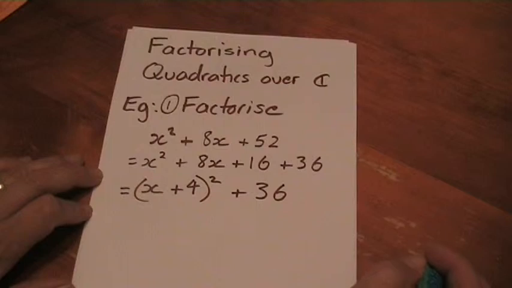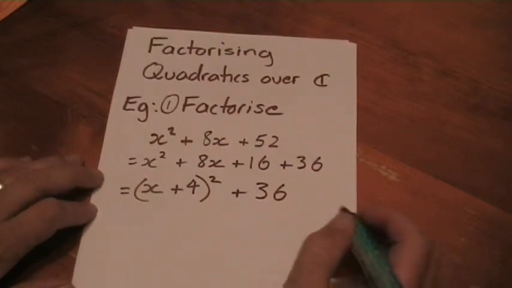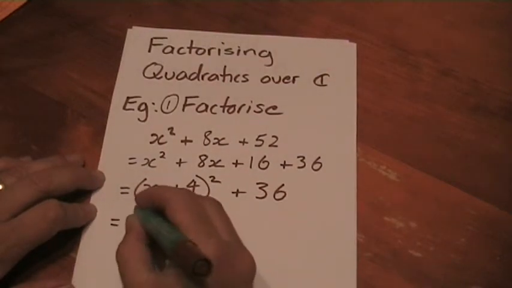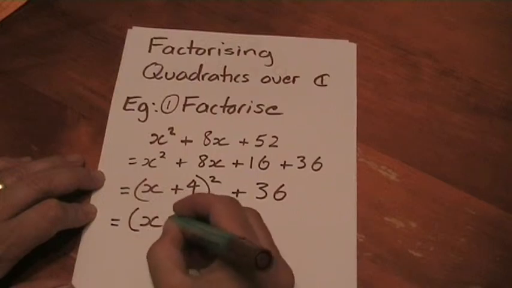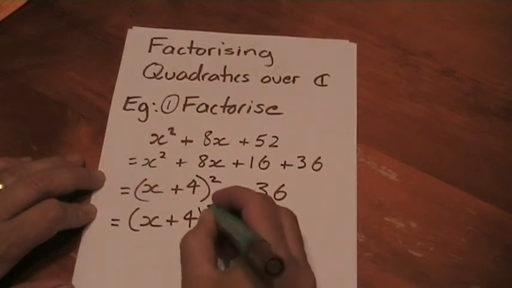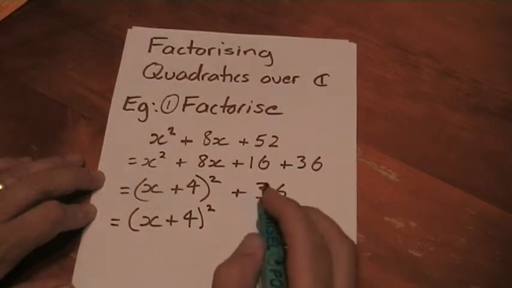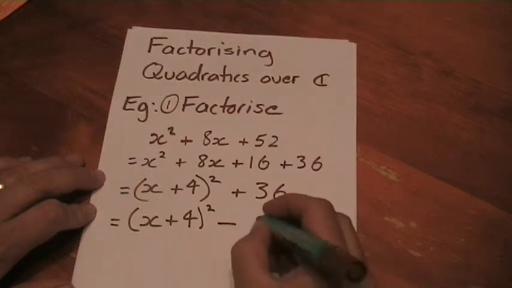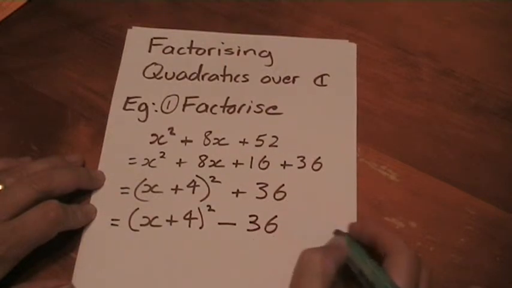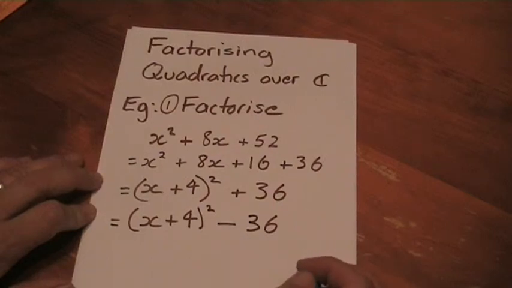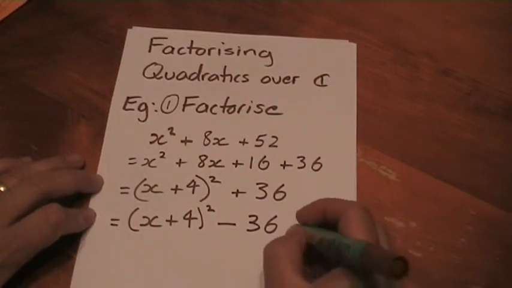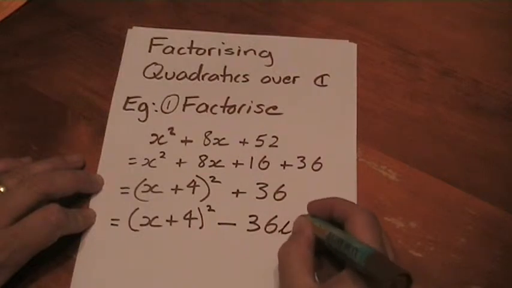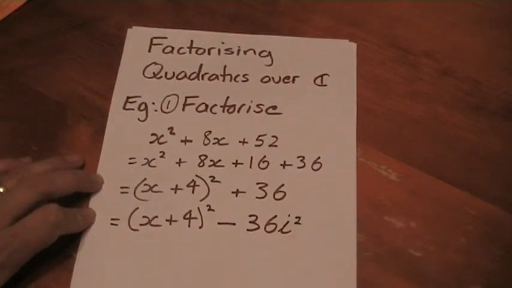Now what I want to do is express that as a difference of squares. To make it into a difference of squares, I have my x plus 4 all squared. The plus I need to make a minus 36. To make it back to a positive, I need to multiply by negative 1. In our case, negative 1 is equal to i squared. Now it's expressed as a difference of squares.